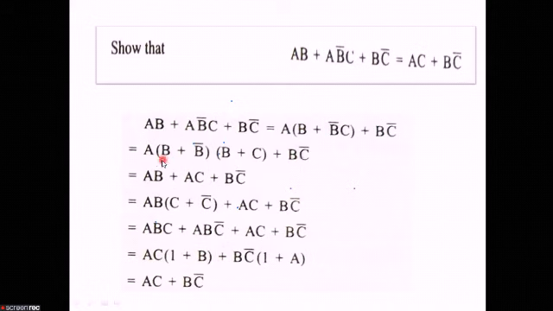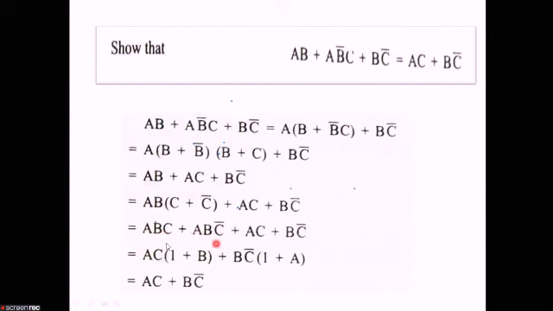From here we can just expand it: AB + AC + BC̄. Again here we are multiplying AB by C + C̄, because C is not there, and both the other terms contain C. C + C̄ is nothing but 1, so multiplying it, after expanding it becomes ABC + ABC̄ + AC + BC̄.